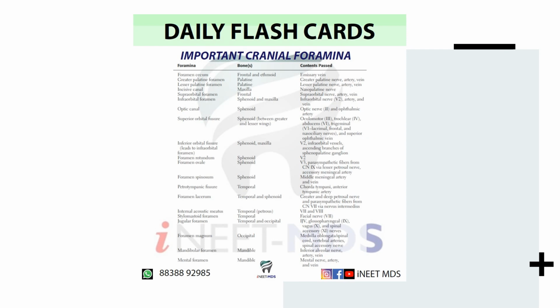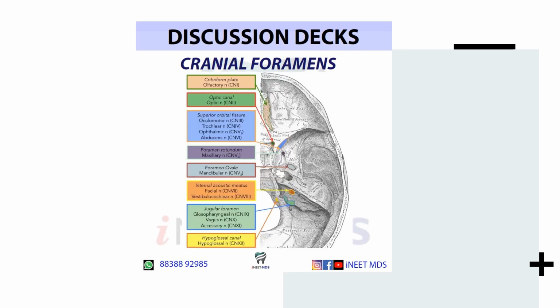So these are all important cranial foramina, of which the very important ones include optic canal, superior orbital fissure, foramen rotundum, ovale, spinosum, foramen lacerum, then foramen magnum. Mandibular foramen and mental foramen, obviously we know what passes through them, and they are obviously very important foramina. So these foramina, if you could remember, it is well and good.